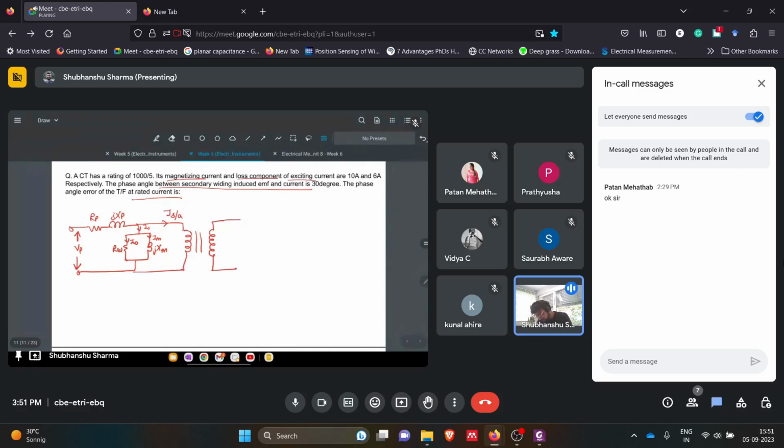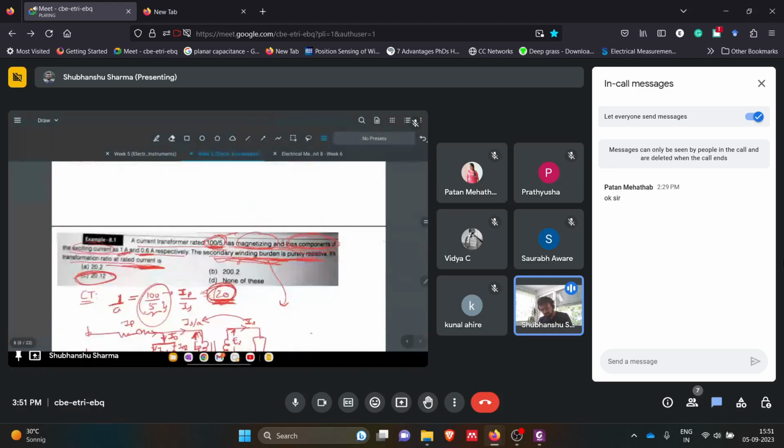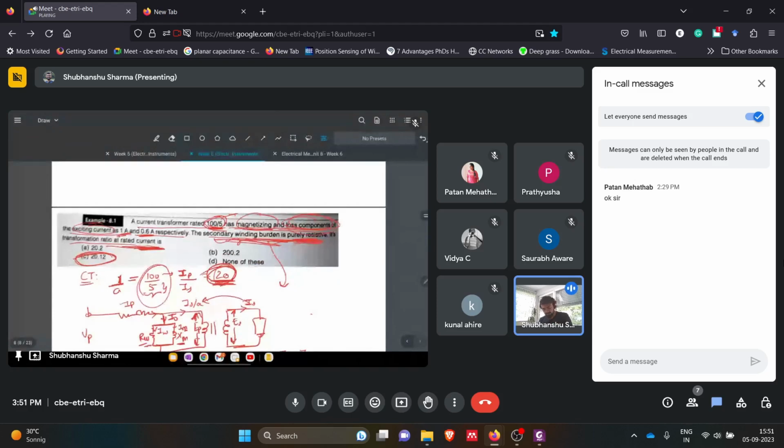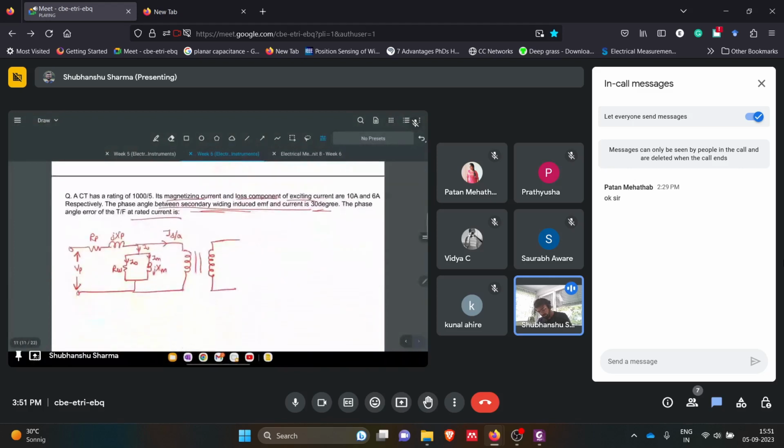Now in this question they are saying the phase angle between secondary winding induced EMF and current is 30 degrees. That means initially in this question they said the secondary winding is purely resistive. That means there was no angle between IS and ES. But now in this case, the phase angle between secondary winding induced EMF and the current is 30 degrees. It means there is something here which is causing this angle. Okay, so we will see that thing.